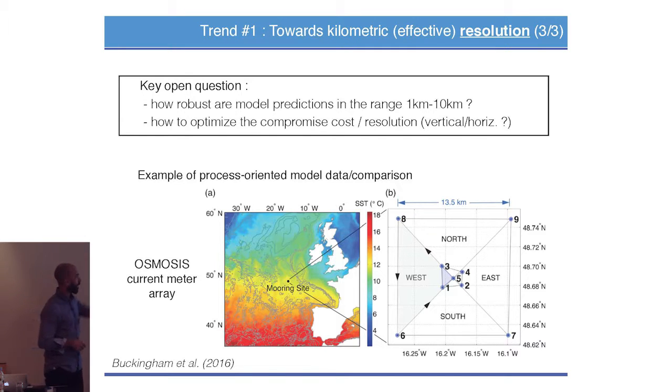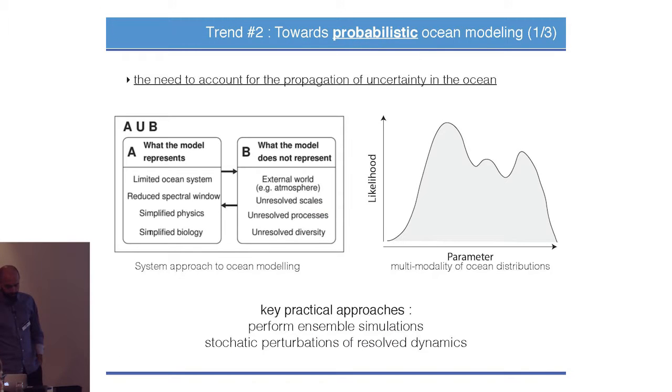I don't know. The only thing I know is that if you want to make progress there, it's through comparison with observations. And there are only very few observation networks that can help us there, because we need long-term, dense networks that measure velocity in the ocean. That's one of them here, collected during the OSMOSIS field campaign driven by our UK colleagues a couple of years ago. Trend number two. Trend number two is getting towards a probabilistic description of ocean dynamics.